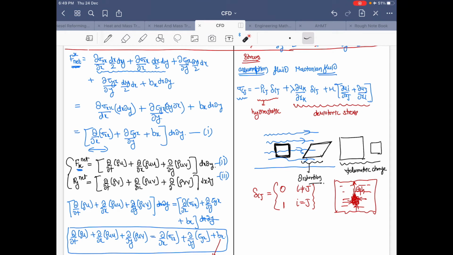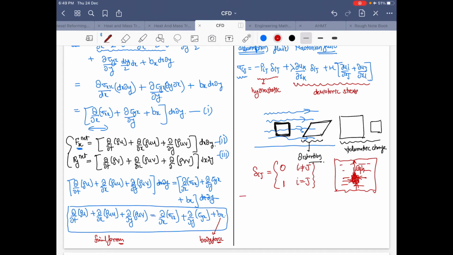So basically, in summary, this is the hydrostatic stress acting on the control mass system. This term is due to the volumetric change in the control mass system, and this one is due to the distortion happening in the control mass system. So basically we have accounted for 3 different stresses.